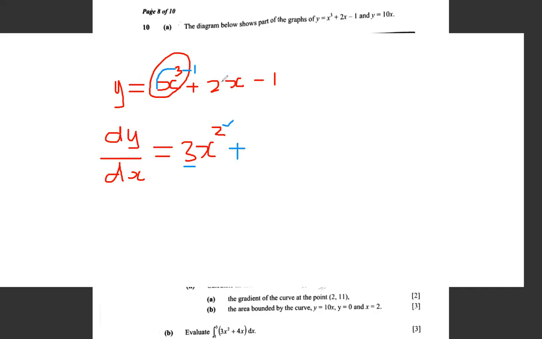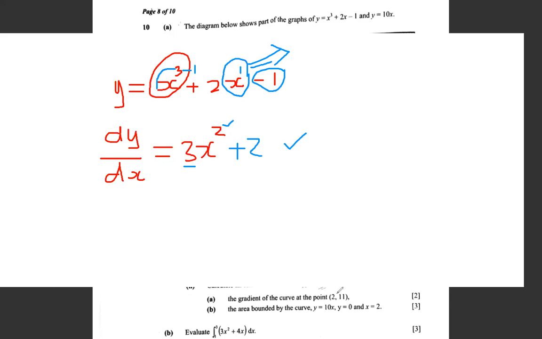Plus, here the power is 1. Remember I said the dy dx of a function with the x variable raised to power 1, just remove this thing and the coefficient becomes our dy dx. Secondly, the dy dx of a constant term, the term that does not have a variable, gives us 0. As a result, that is ignored. So this is our gradient function.